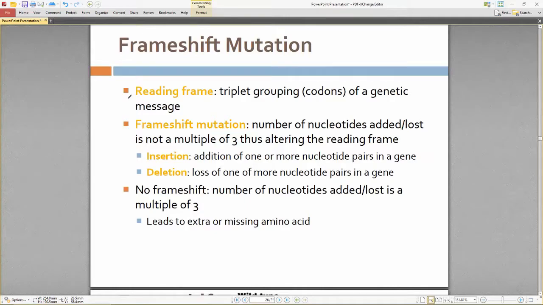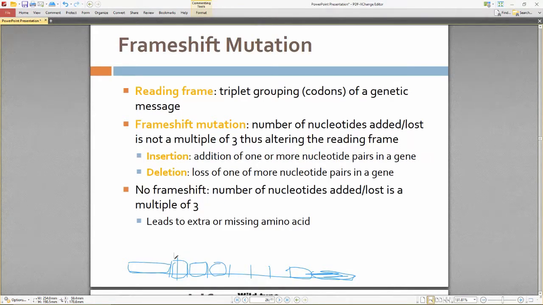So frameshift mutations, their name comes from basically the effect that they can have on DNA. There's something called a reading frame. And a reading frame is the triplet grouping of a genetic message. So remember in the last lesson where we had the words, and you had at the front a block of incomprehensible letters, then you had the to start the message, a sentence with three letter groups in between, and then the message would end with end and then with more incomprehensible stuff afterwards. So the reading frame is the triplets, or the three grouped letters, that we could read the sentence by.